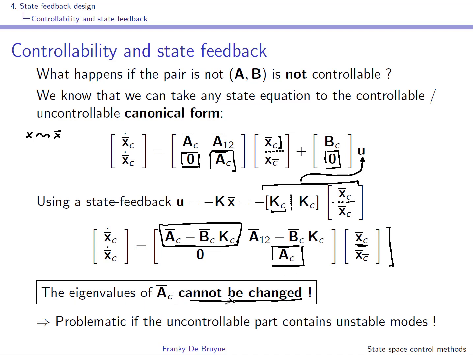Okay, so if your system is not controllable, you better make sure that the part that is not controllable is at least stable, because otherwise you will have problems. But even if it is stable, it means that you cannot accelerate the dynamics of the uncontrollable parts. You will be able to change this dynamics here by a suitable choice of this matrix over here, but you'll have to live with the dynamics of the uncontrollable part.